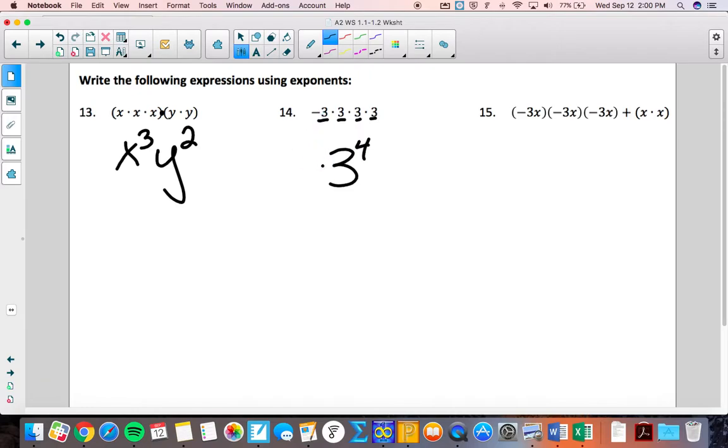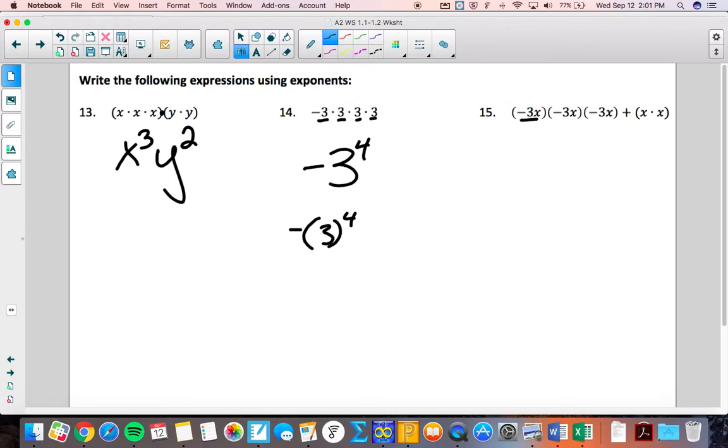This negative comes down, just like that. Or you could write it like this. But either way, when you punch either of these into your calculator, the answer is negative, I believe, 81. But it should be negative, because this is a negative value.